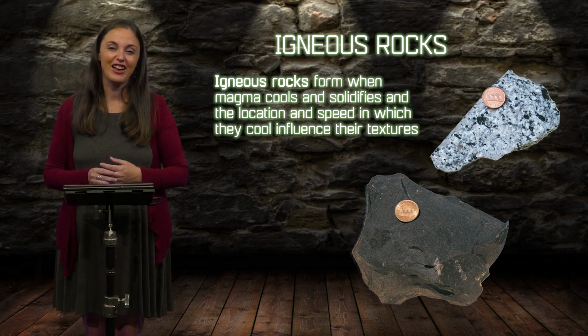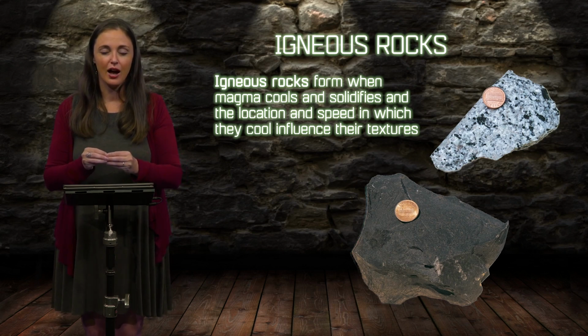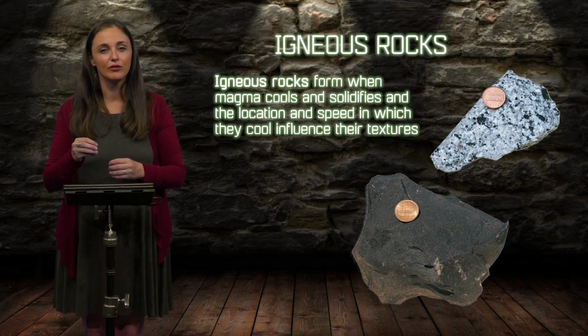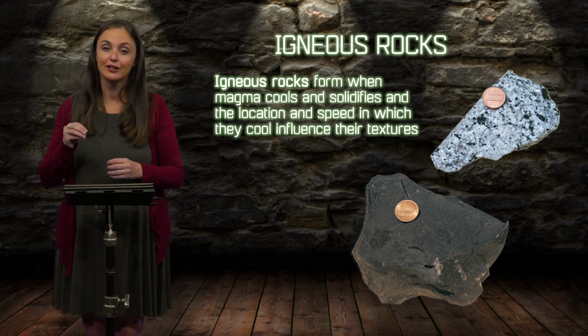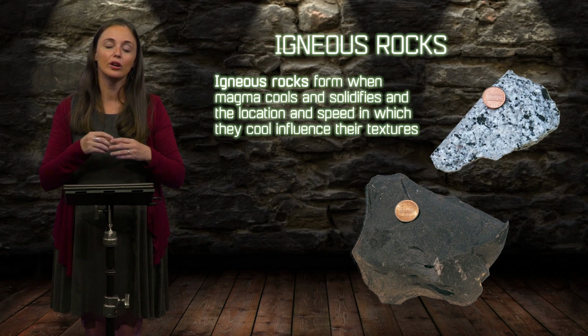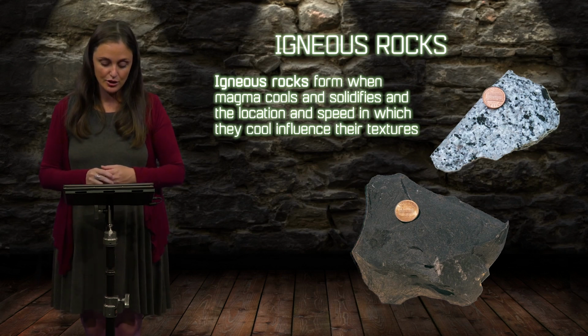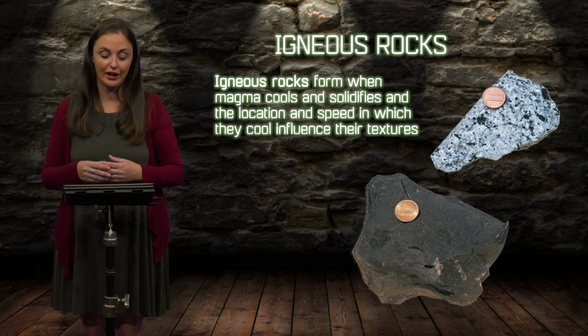You can basically have exactly the same starting material, molten rock with exactly the same composition, and you can allow some of it to cool slowly over millions of years deep below the Earth's surface, and you'll get an entirely different texture, entirely different size of crystals than you would if you took that exact same material and cooled it quickly on the Earth's surface. So the location and the resultant speed in which they cool is going to make all the difference in the world when we're talking about igneous rock classification.